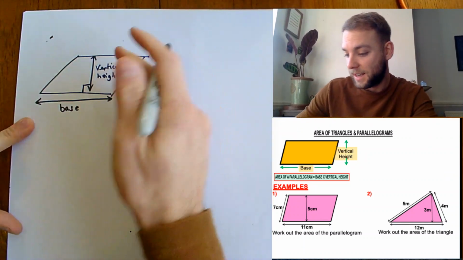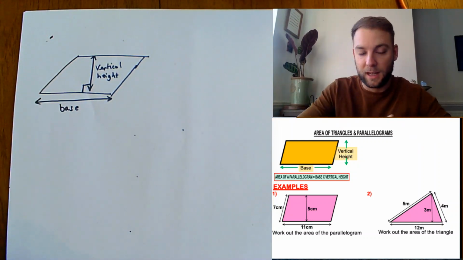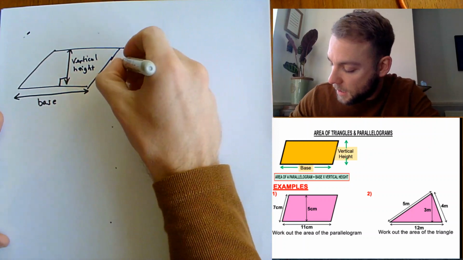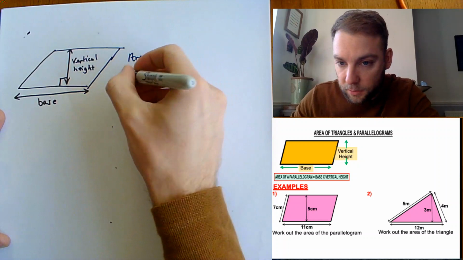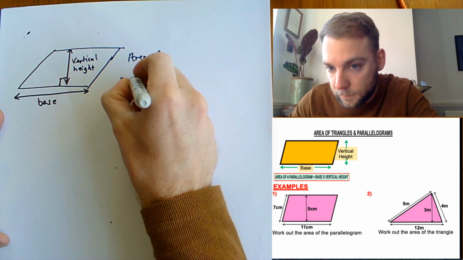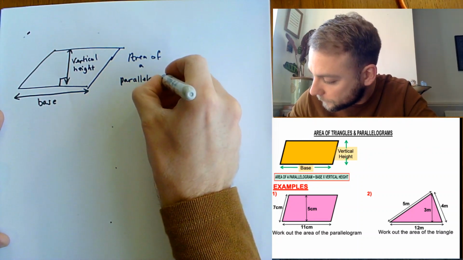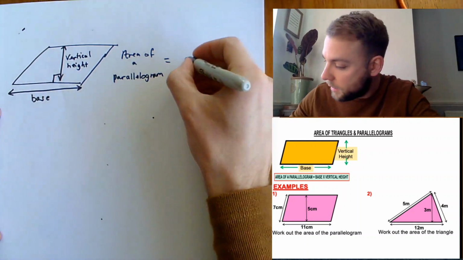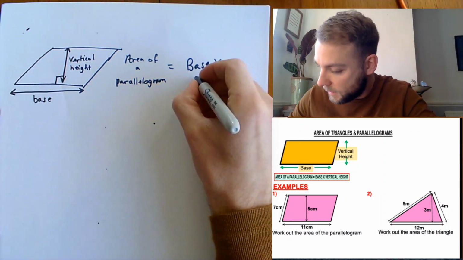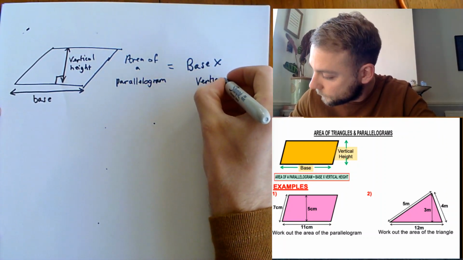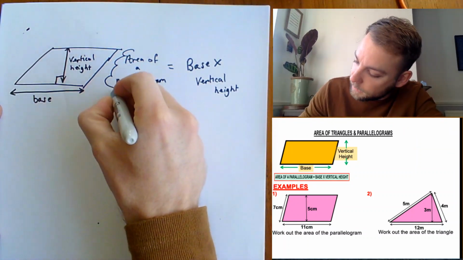Now, what you tend to say is if you know one and you know the other one, you ignore these slanted sides. They have to be perpendicular, okay? So the area of a parallelogram, notice I'm checking that my spelling is right, is equal to the base times by the vertical height.